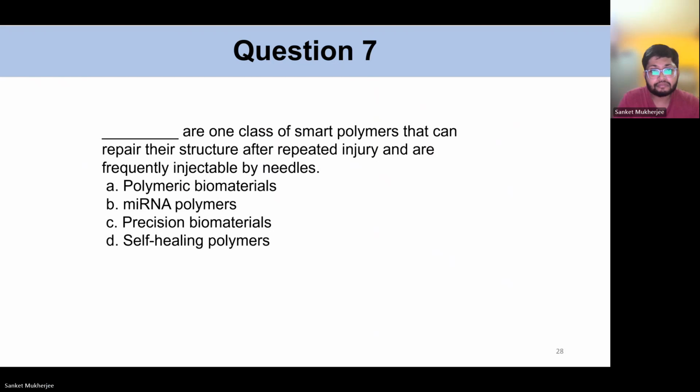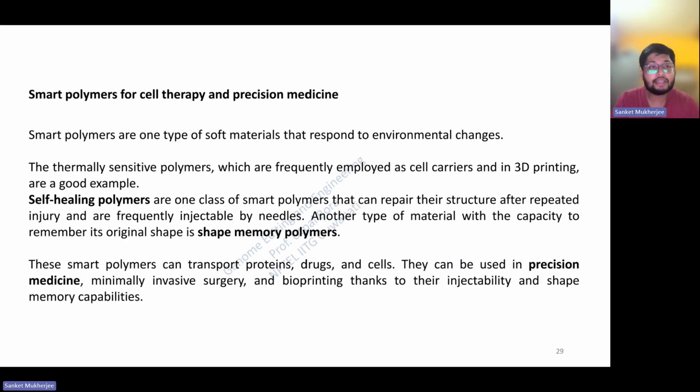So which one is a class of smart polymers that can repair their structure after repeated injury and are frequently injectable by needles? Is it polymeric biomaterials, miRNA polymers, precision biomaterials, or self-healing polymers? Obviously, it would be the self-healing polymers.